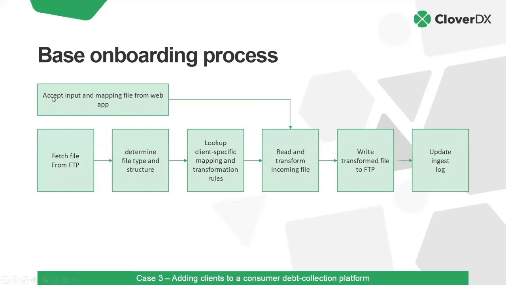Again, we're going to have a base onboarding process. The idea is, let's fetch a file from an FTP site. This is the ideal scenario, right? Determine the file type and structure. Look at client-specific mapping and transformation rules. So those are the Excel files that I mentioned earlier. Read and transform the incoming file.